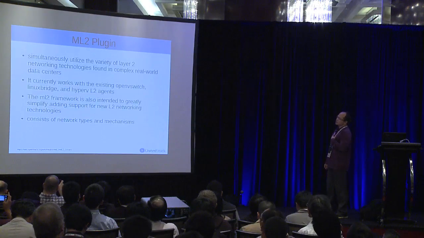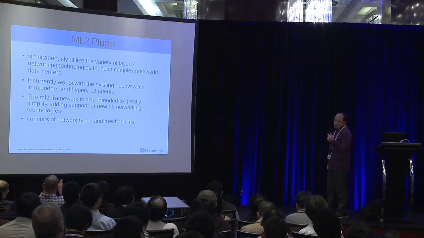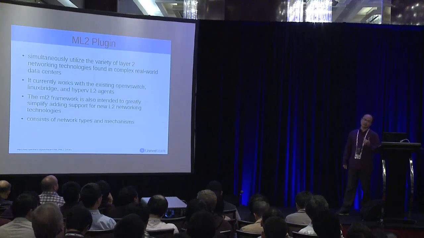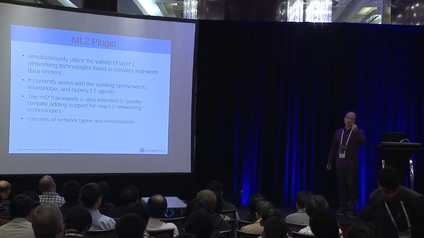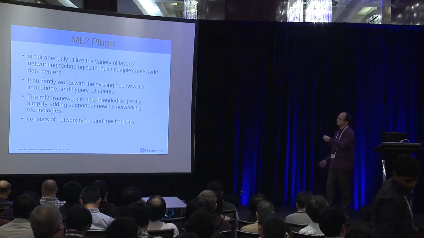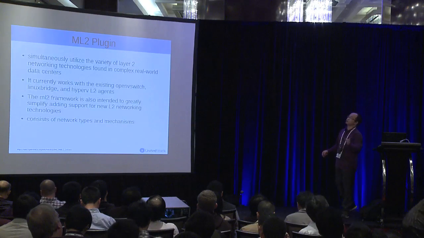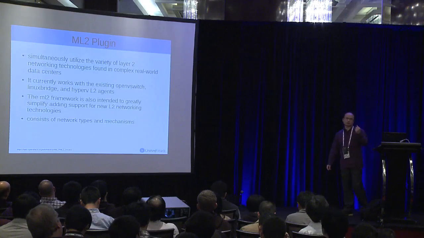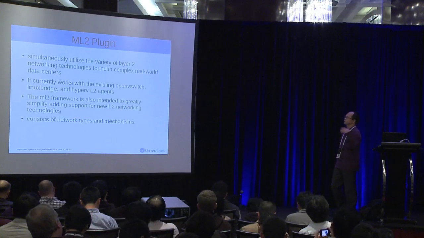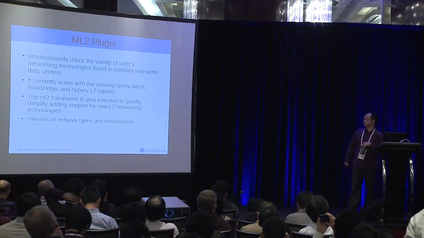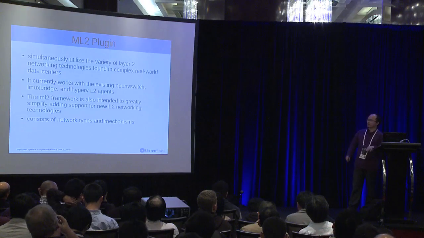The ML2 plugin allows us to use different network technologies at the same time. For example, you can have some Linux bridge agent compute nodes. You can also have some Open vSwitch agent compute nodes. You can have some Cisco compute nodes or some other vendor specific technology nodes, all in one Neutron deployment.